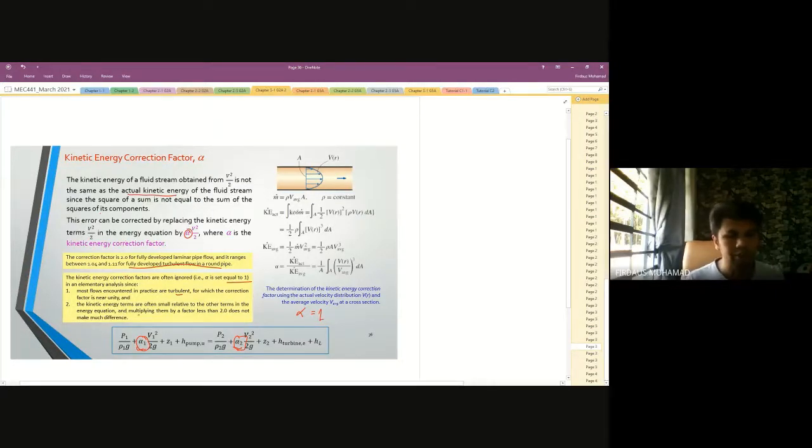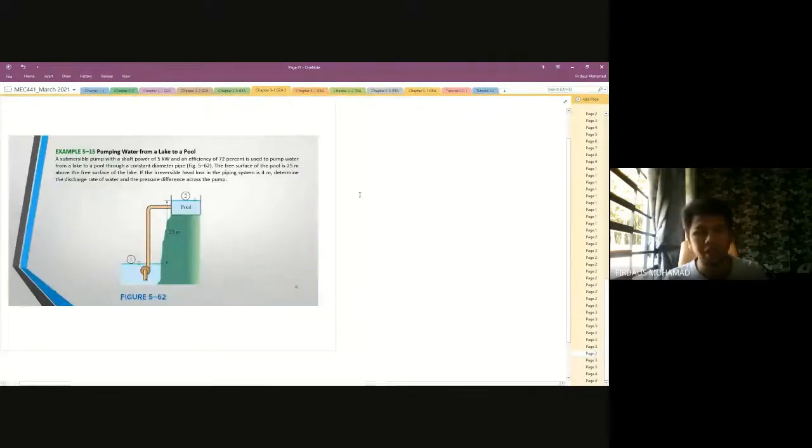So the kinetic energy terms are often small relative to the other terms in the energy equation, and multiplying them by a factor less than 2 does not make much difference. Okay, so that's why kalau untuk turbulent kita set equal to 1. Okay, boleh? Sama macam beta lah. Beta tu apa? Momentum correction factor kan. Beta yang kita guna dalam momentum equation. Okay, so kalau dia tak bagi, kita assume beta equal to 1. Boleh?